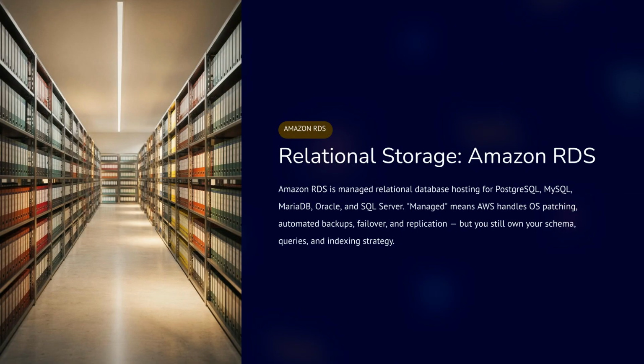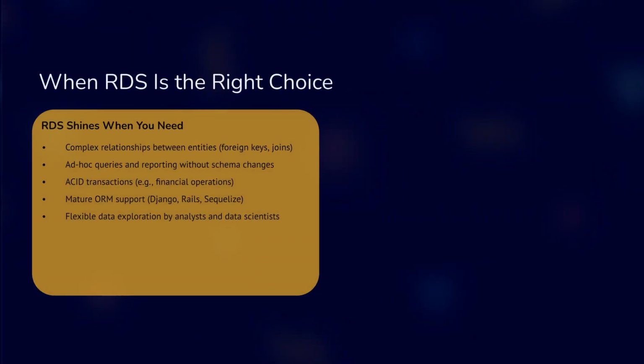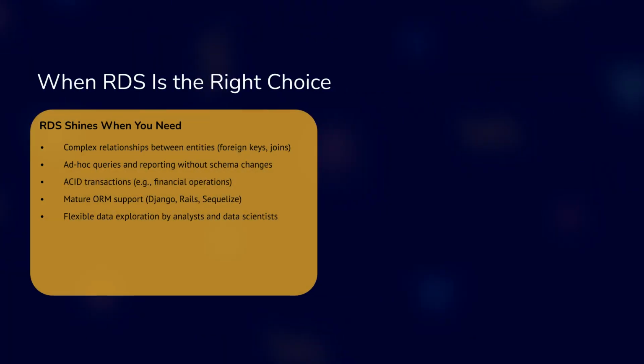Relational Storage, or Amazon RDS, provides managed database hosting for Postgres, MySQL, and other popular engines. AWS handles OS patching, backups, failover, and replication. However, you retain ownership of your schema, queries, and indexing strategy. RDS is the right choice when you need complex data relationships, ad hoc queries, ACID transactions, and mature ORM support.